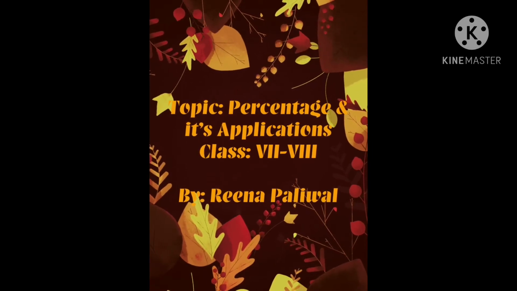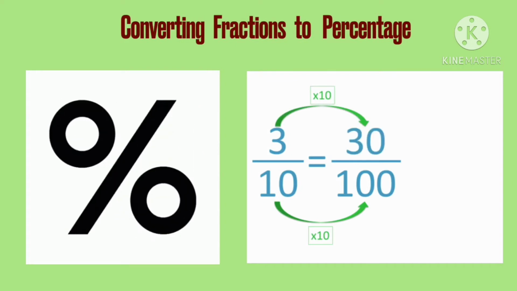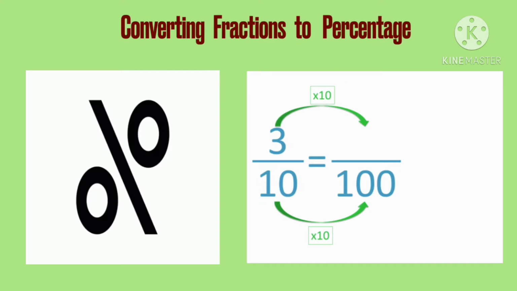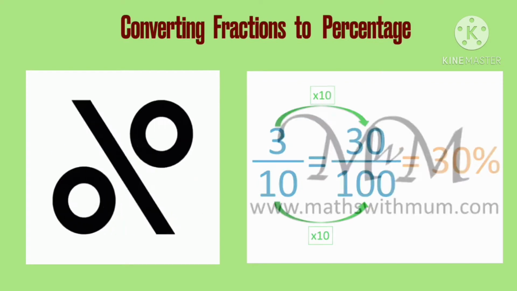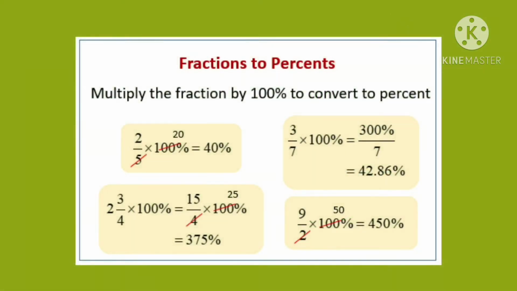Just for recapitulation, let us discuss how to convert fractions to percent. We know that anything out of 100 is called percent. So 3 by 10 will be multiplied by 10 and we are getting 30 upon 100, so 30%. And the second method, multiply by 100 to get percent. 2 by 5 into 100 means after solution 40%. 3 by 7 into 100, 300 by 7%. In this way, we can find the percent by these two methods.